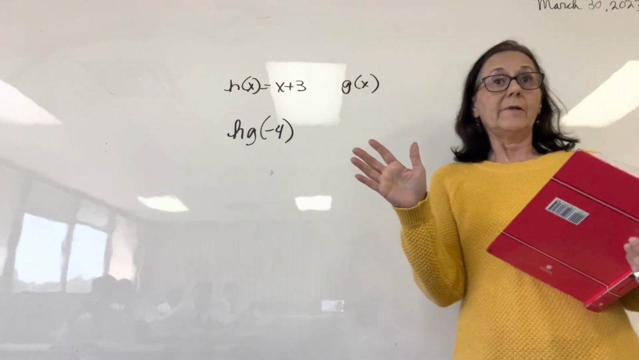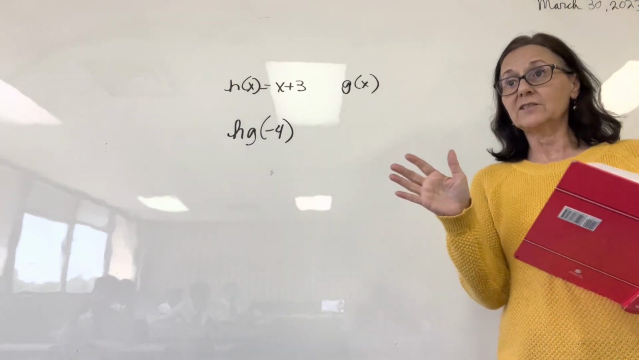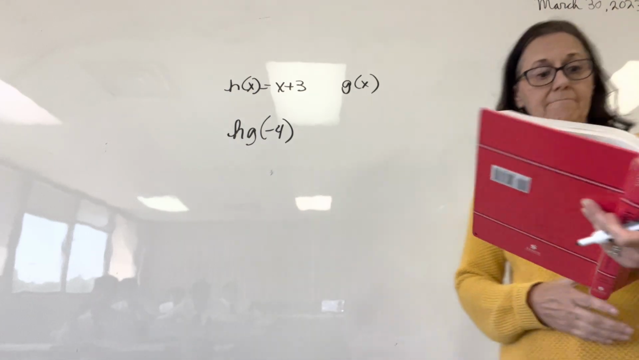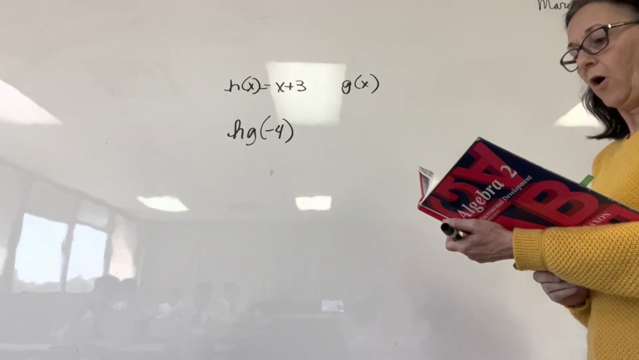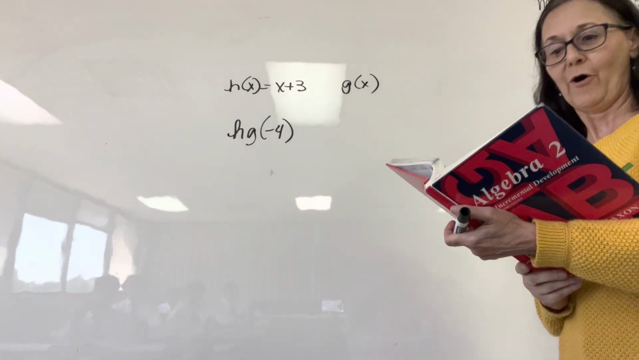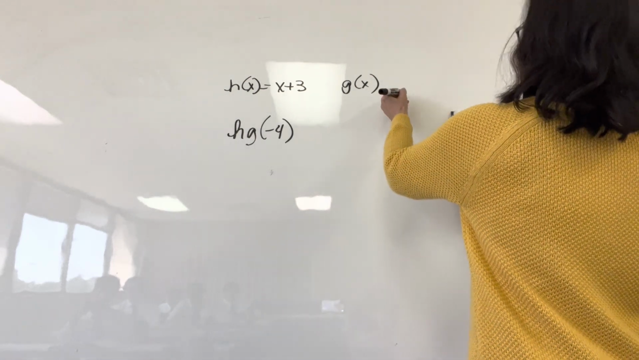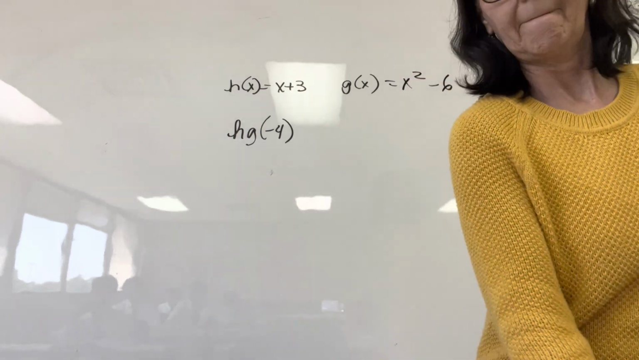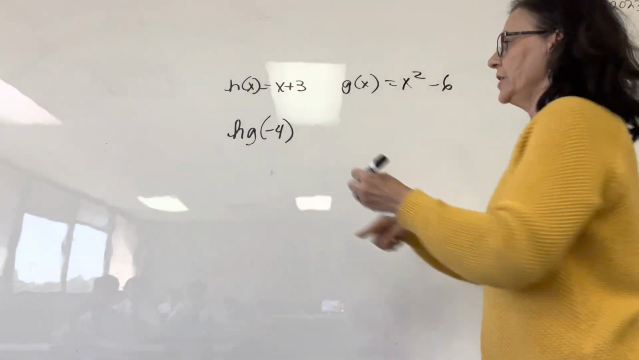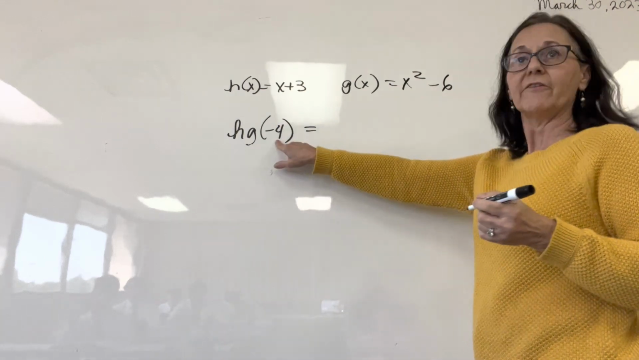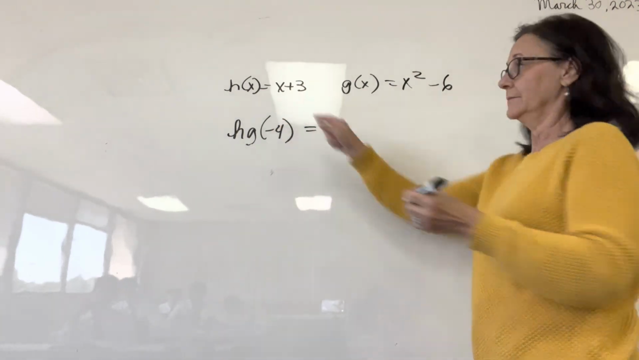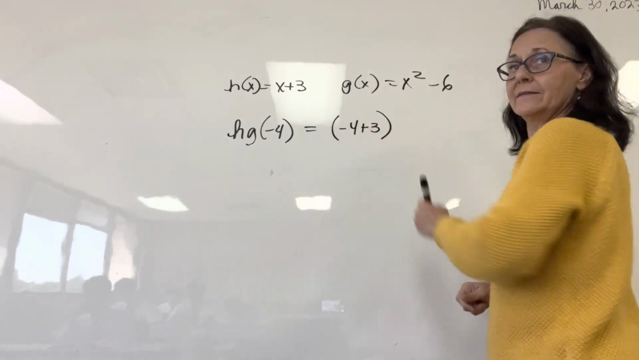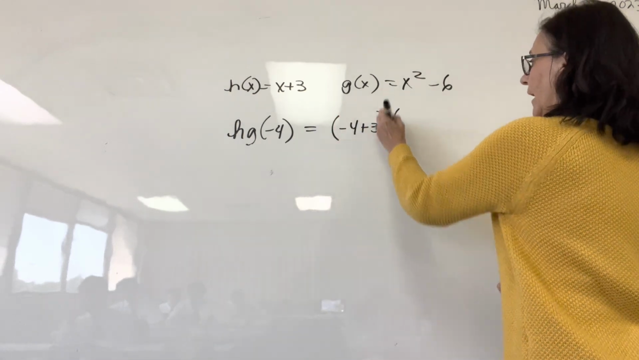So if you work a problem and it doesn't match your answer key, ask me. I'll tell you if it's right. Okay? We're gonna do all reals all the time. All reals. So g of x is x squared minus 6. All right, so we want h times g. And we're going to plug in negative 4 where x is. All right, so it's going to be negative 4 plus 3. And we're multiplying.